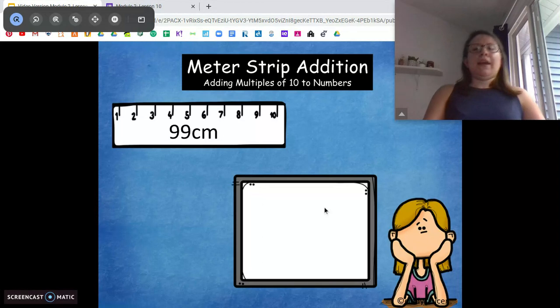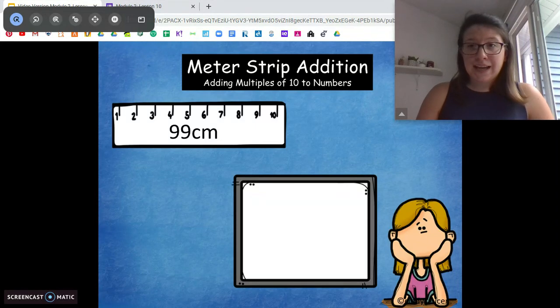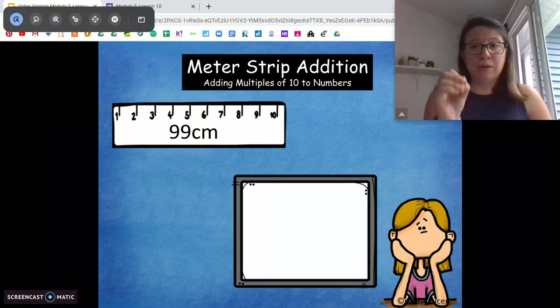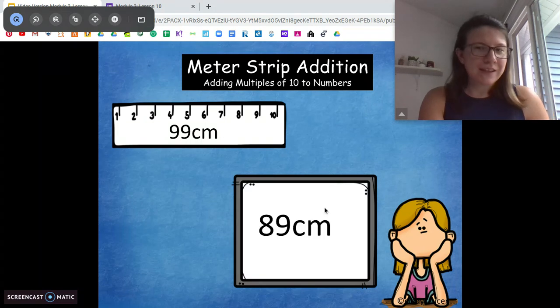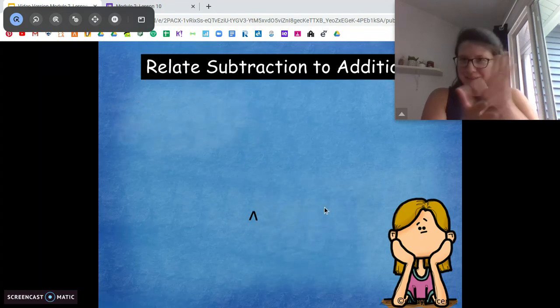Biggest number so far, 99 centimeters, 10 less than 99. Remember that ones place does not change. That value does not change. 10 less than 99 centimeters, 89 centimeters. Very, very good. Awesome job, guys.